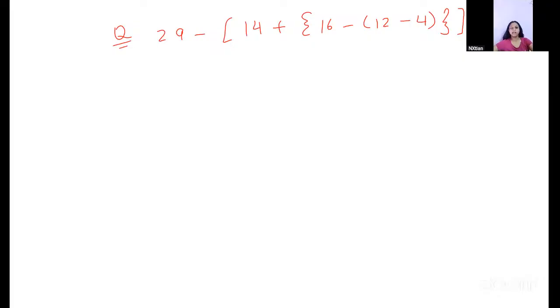Start with the small bracket. Then once it's solved, solve the curly bracket. Then once curly brackets are solved, solve the square bracket. And then solve what is outside the bracket.